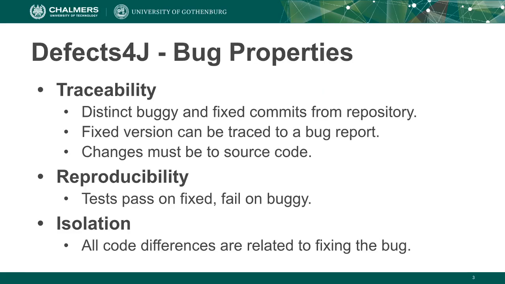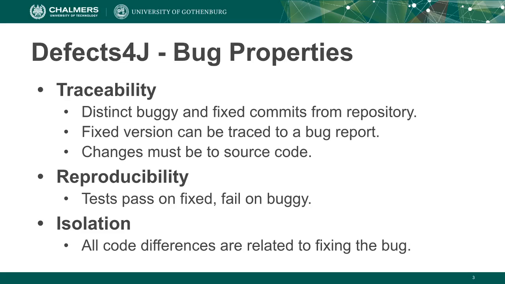What do we require from these bugs? Well, each bug in Defects4J has the following three properties. First, each bug consists of a buggy and fixed source code version. The fixed version is explicitly labeled as a fix to an issue reported in the project's issue tracker, and the changes imposed by the fix must be to the source code and not to other project artifacts like configuration or build files.